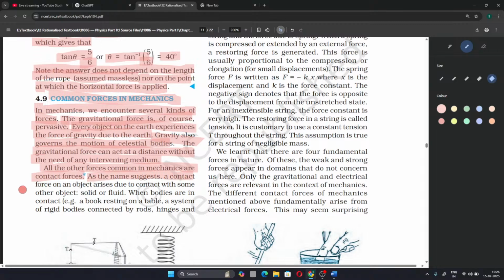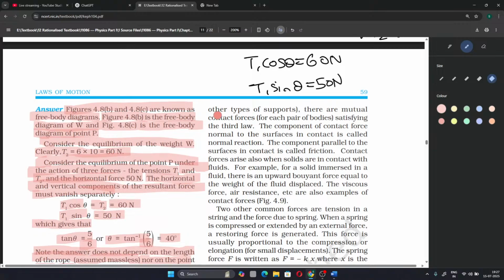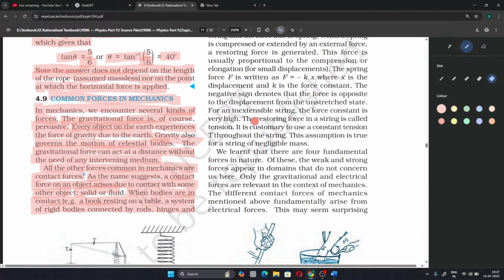As the name suggests, a contact force on a body arises due to contact with some other object. It may be a solid, a fluid, a gas, or whatever it may be. When bodies are in contact, like a book resting on a table, or a system of rigid bodies connected by rods, hinges, and other types of support, there are mutual contact forces for each pair of bodies, satisfying the third law. Let's read the statement again. A contact force on an object arises due to contact with some other object, solid or fluid.